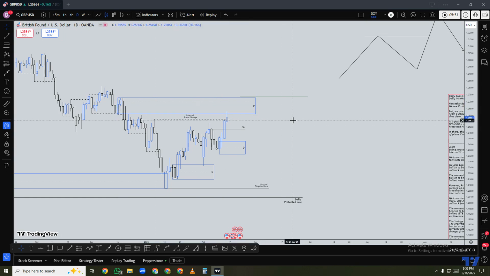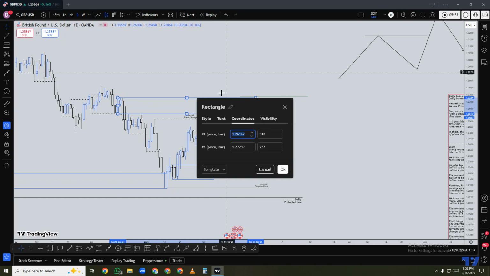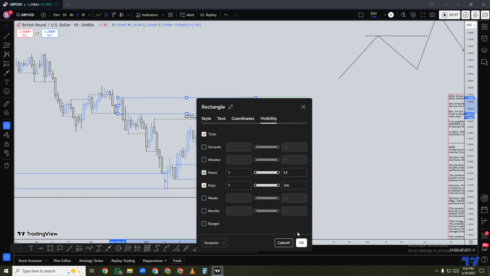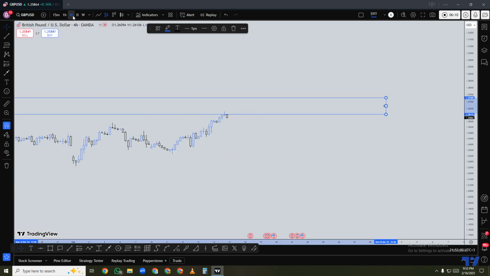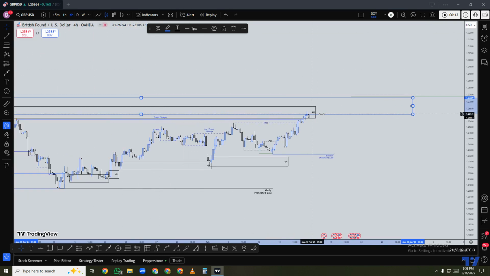Price has already tapped into this bigger zone. Remember, this is just my refined zone, but the larger zone would be that. That's where we have our supply block. Now, if we move to the 4 hours, you can see price has already tapped into that.